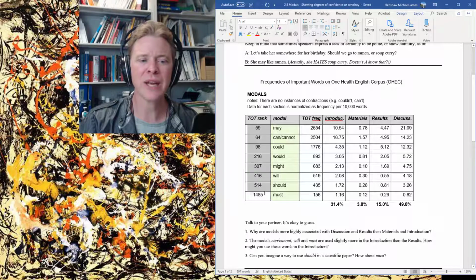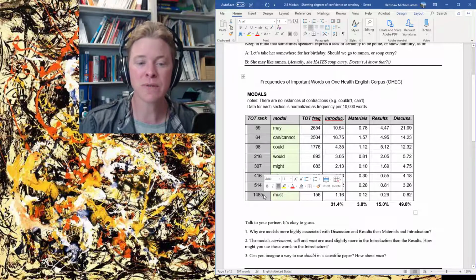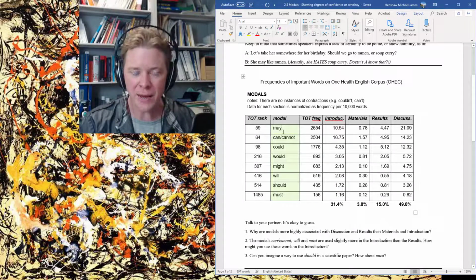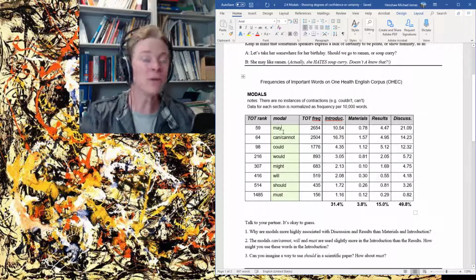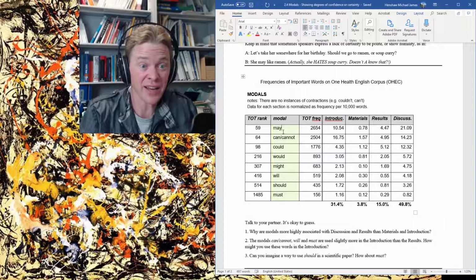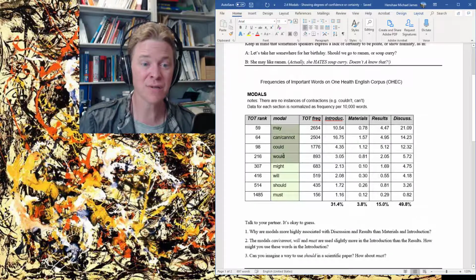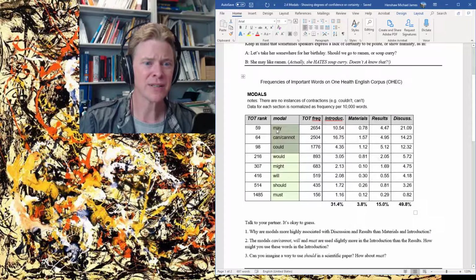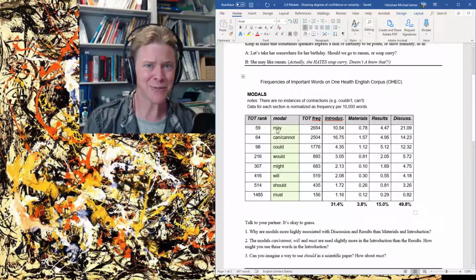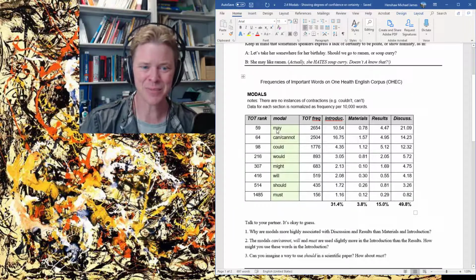And this is the total rank in terms of overall frequency of these words. So the word may is the 59th most frequent word in all of the journal articles. It's pretty high. I mean, in fact, all three of these top 3 are in the top 100 words. So it indicates that you really can't avoid these words. You've got to use them.